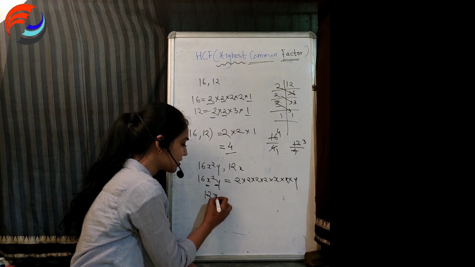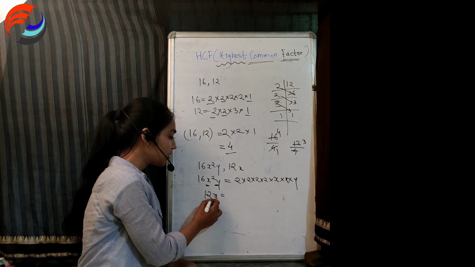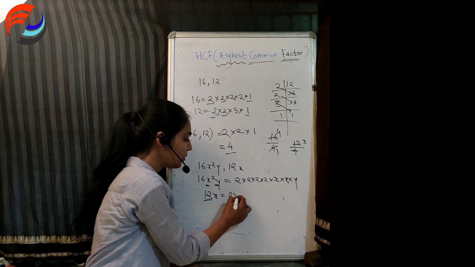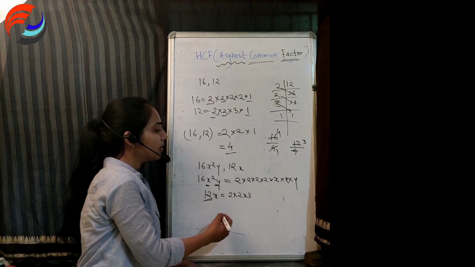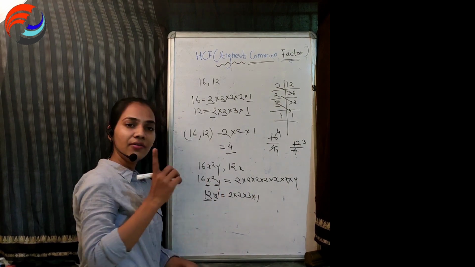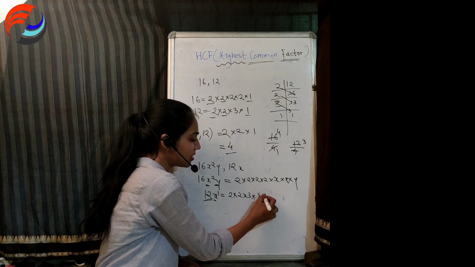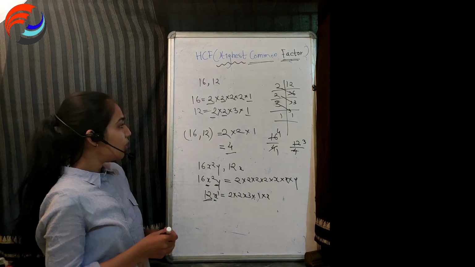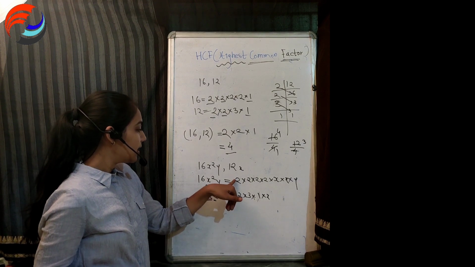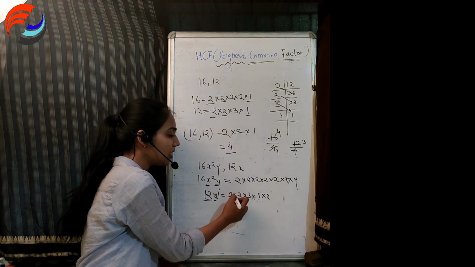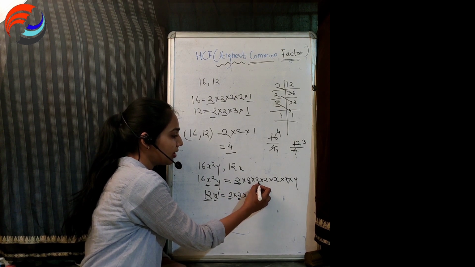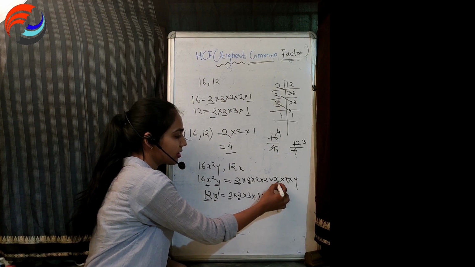Now 12x. The factors of 12 are 2 multiply 2 multiply 3 multiply 1. x has power 1, so write x only once. Now what can we observe here? 2 appears in both. 2 यहाँ पर भी आ रहा है, यहाँ पर भी आ रहा है, 3 नहीं आ रहा है, x दोनों में आ रहा है.